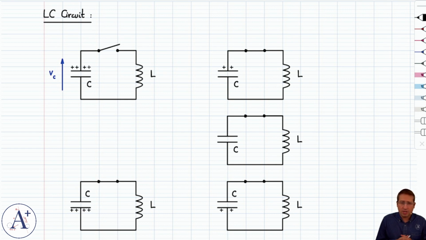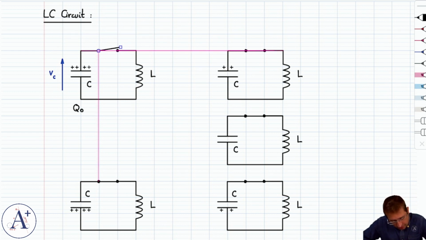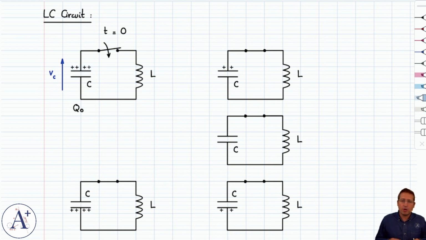So let's start with the LC circuit proper. The simplest way to construct this is actually to have a capacitor that is already charged and has an amount of charge, let's call it Q0, stored on its plates, and you're then going to connect it to an inductor. So you have a switch here, and at time t equals 0, you close the switch. And let's say, for the sake of argument, that the top plate of our capacitor has positive charge. Well, all these positive charges repel each other, and they cannot wait to get out of there. And so they're going to try to flow out of the capacitor and create a current.